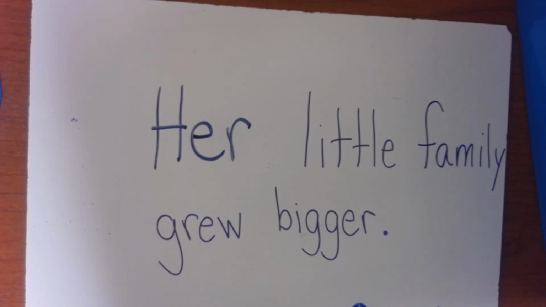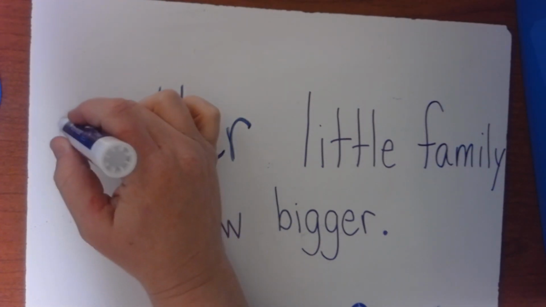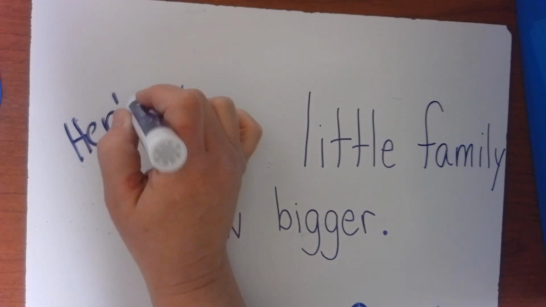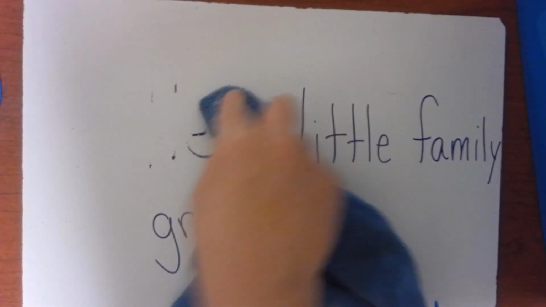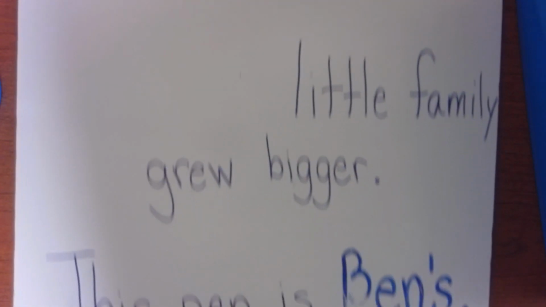When we talked about the hens, you saw that there was an apostrophe S. It means, I own this. You're right. What does the hen own? She owns a family. Good job. So her is another way of showing that it belongs to her. She owns it. I own this. Her little family grew bigger. Good job. What about this sentence?